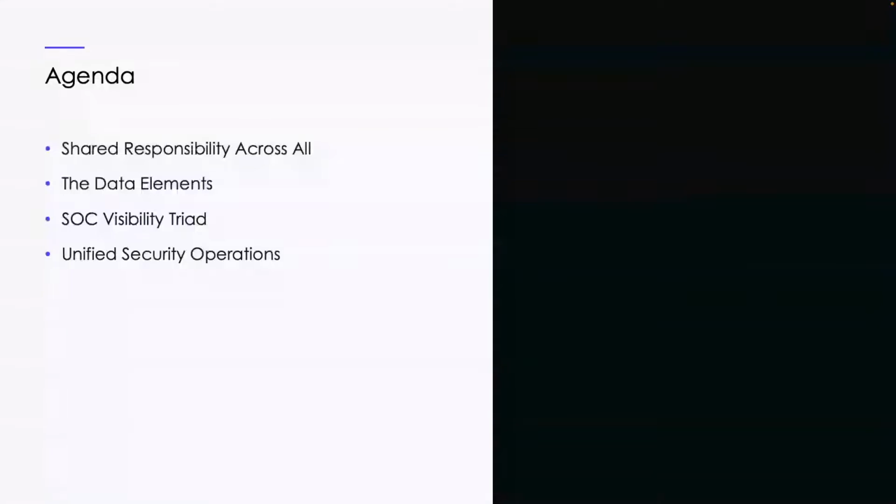So the agenda for today is we're going to talk about the shared responsibility model and how that affects customers and organizations. And then we'll get into data elements of what it takes to actually understand the data that comes across the shared responsibility model and move into how this aligns with your security operations center. And then moving into how Gigamon can help with uniting security operations with data coming from both Gigamon Threat Insight as well as Sumo Logic.